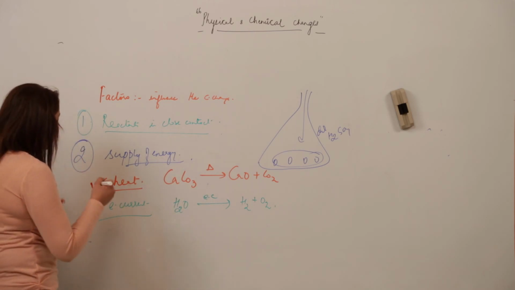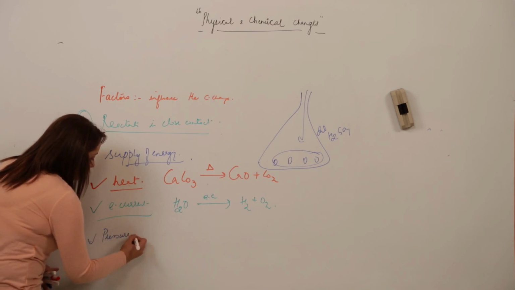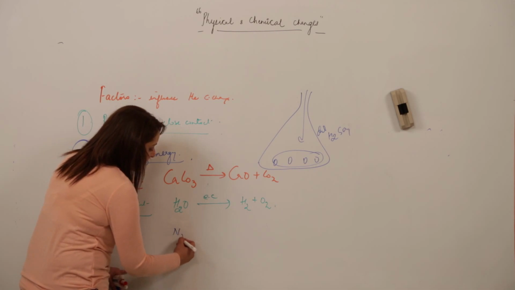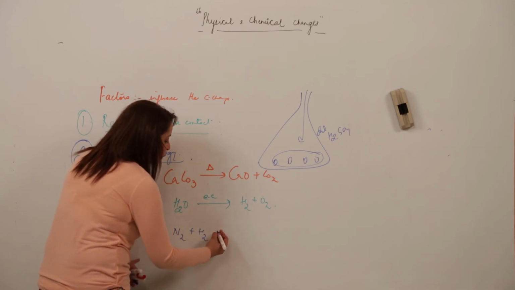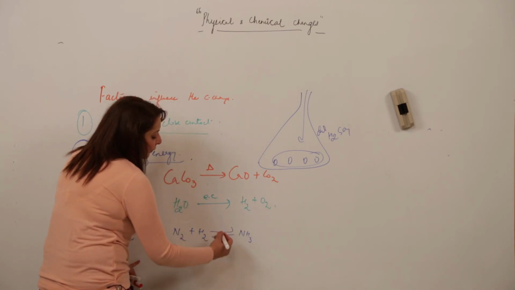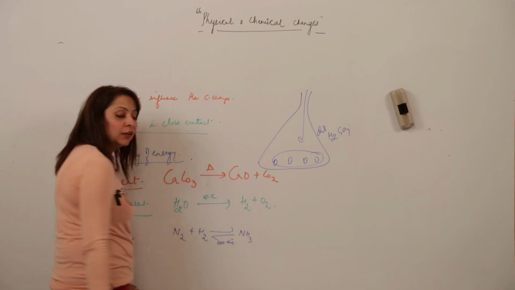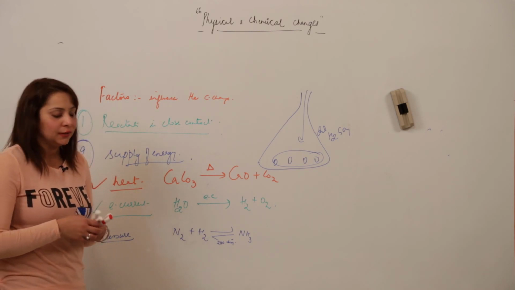Similarly, for the supply of energy, I am taking one more factor, pressure. For pressure, the example which is striking in my mind is the Haber process. That is the formation of an important compound, ammonia. So what happens? Ammonia is formed when we apply pressure, and the pressure is approximately 200 atmospheres. So in this, the energy is supplied in the form of pressure, right?